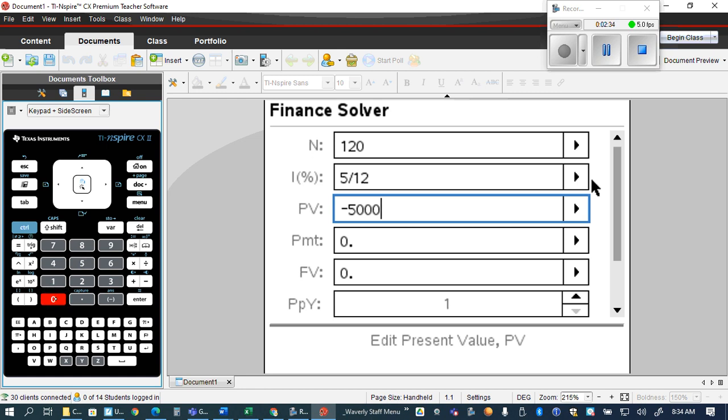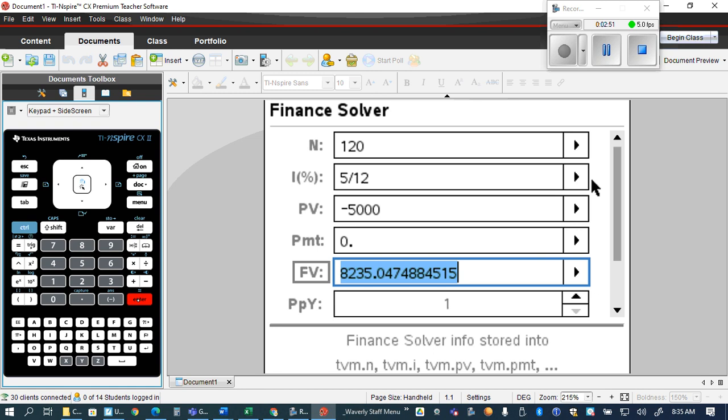Now, you're just leaving it sit there. You're not adding any money to it. Like there are times where you can add money to it as the months go along. We're not going to do that, right? We just want to see what it's worth at the end of 10 years. So down here is future value. You just go down here and hit enter. And in 10 years, that $5,000 will have grown to $8,235.05. Okay?